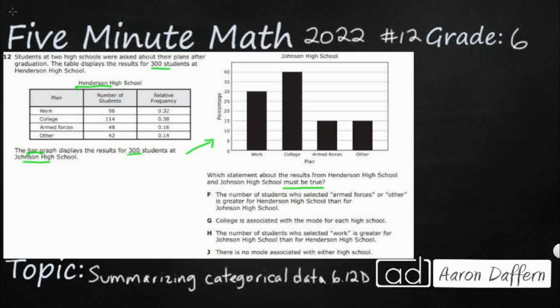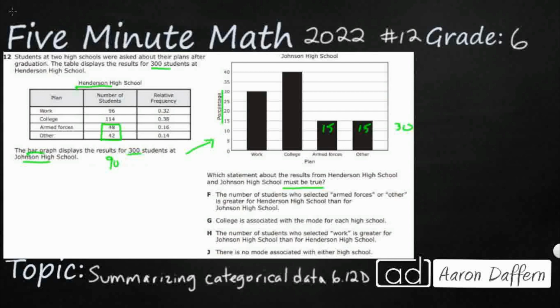Well, Henderson is nice. They at least give you some numbers here, right? So I can add those up. That's 90. I can say 90 kids at Henderson High School chose armed forces or other. But they don't give me any numbers over here for Johnson. All they do give me are percentages. But take a look at this. This is 15%. This is 15%. So add those together.